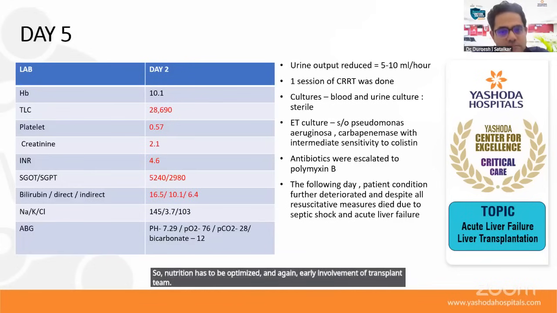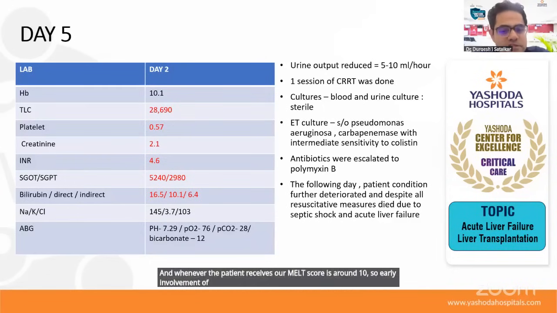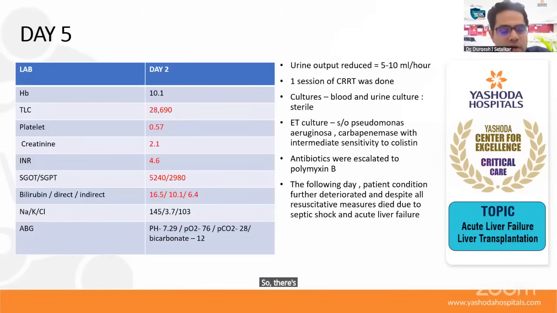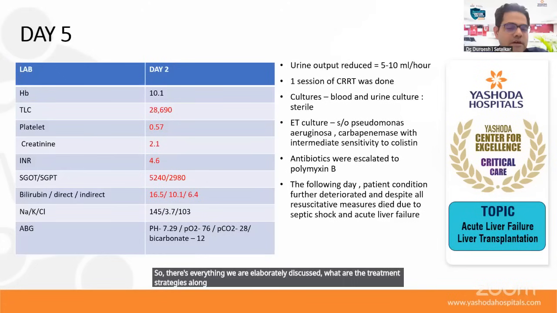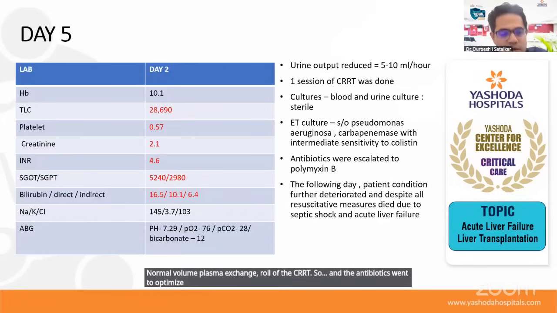Early involvement of the transplant team is of utmost importance, whenever the MELD score is around 10. We elaborately discussed the treatment strategies: conservative treatment, plasma exchange, high volume versus normal volume plasma exchange, the role of CRRT, and when to optimize antibiotics.